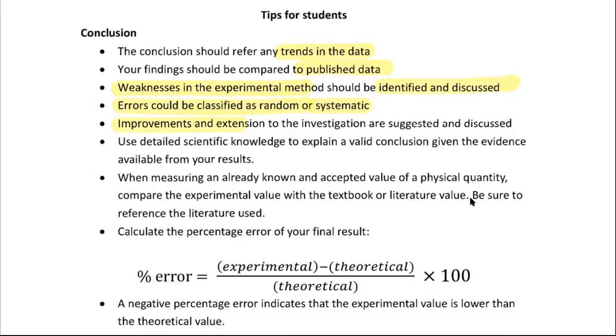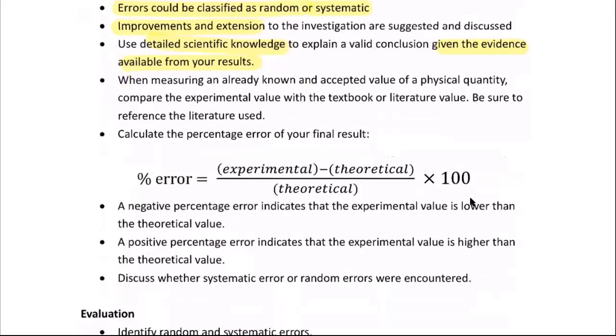So, improvements and extensions. How could you fix what's wrong with it based on your error? And then how could you extend it? How could you maybe do something different related to what you're doing, a slightly different extension? Use your scientific knowledge to explain your conclusion. Make sure you always refer to the evidence in your data, in your results, okay? And then if you're measuring something that has a known and accepted value, you want to compare to the literature value, and you want to calculate the percent error, okay?